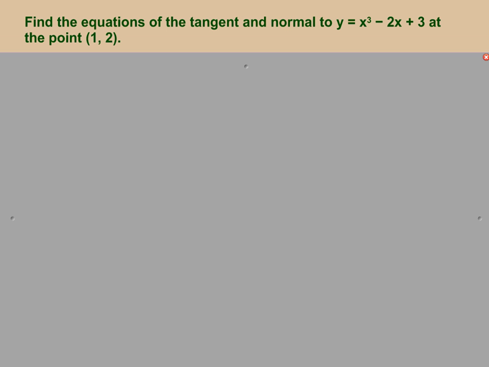Okay, so let's look at the example here. We want to find the equations of the tangent and normal to the curve defined as x cubed minus 2x plus 3 at the point (1, 2). Now we have half the information. We have a point, and we need to know what the gradient is at that point, firstly for the tangent and then for the normal. If we find the first derivative and substitute in x equal to 1, that will tell us what the gradient of the curve is at the point x equal to 1.